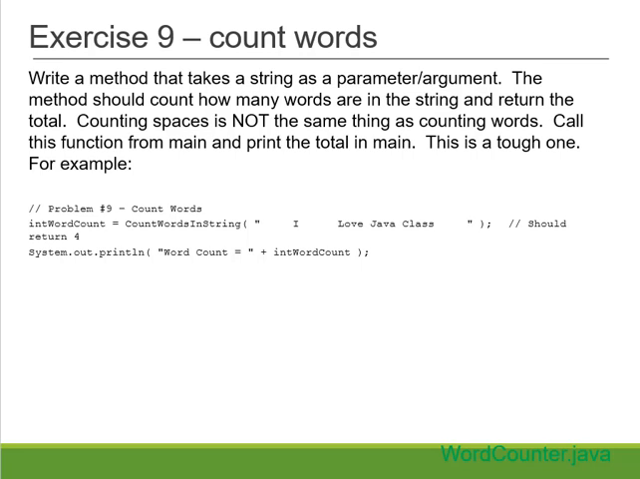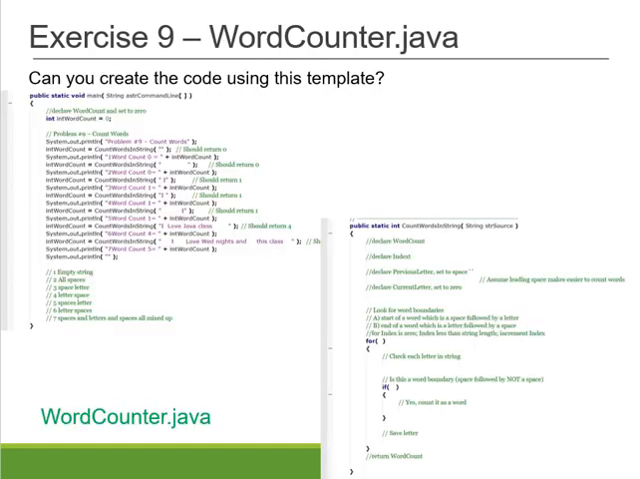Exercise 9. Create a method called CountWordsInString that receives a string as a parameter, and this will count the number of words in the string and return a total. Do not count the spaces, only count the words. Call the method from the main method and print the total in the main method. Refer to the example on the screen. Use this template to create the program.